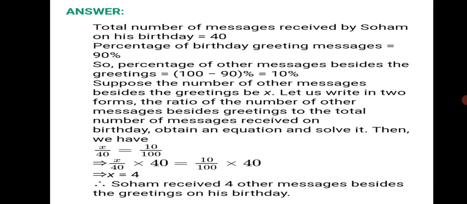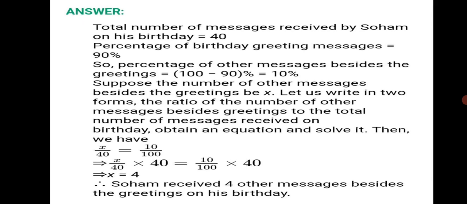Suppose the number of other messages besides the greetings be x. So let us form our equation now. X upon 40. What is our x? The other messages out of the total 40 is equal to, what is the percent of other messages? 10%. That's why we take 10 upon 100. You're getting it? X upon 40 is equal to 10 upon 100. X is the number of other messages and it is out of 40.